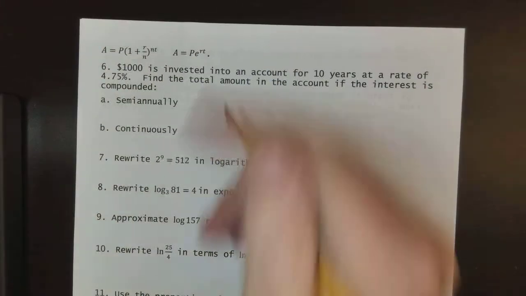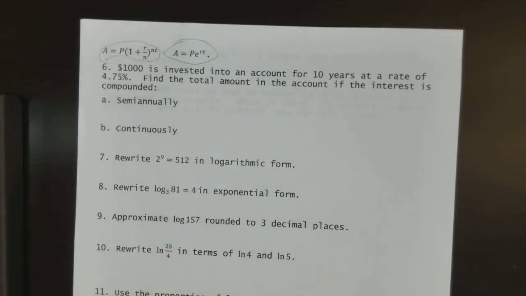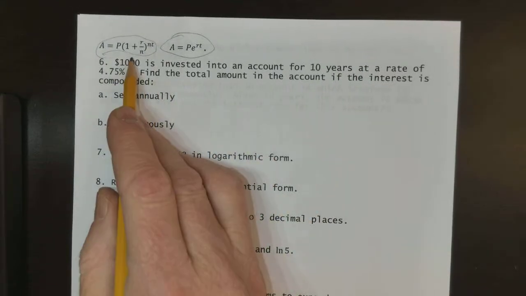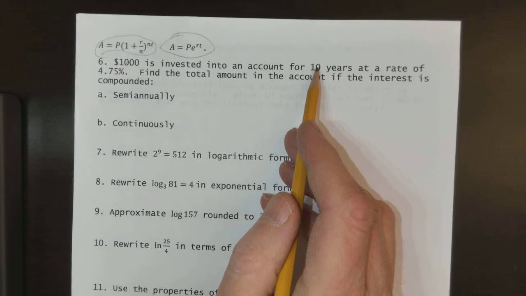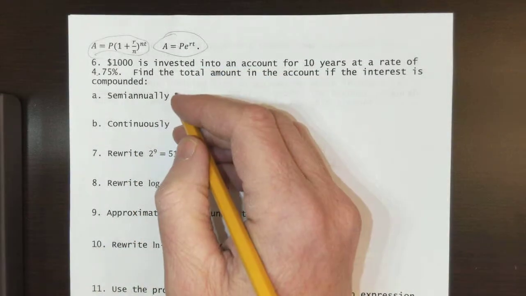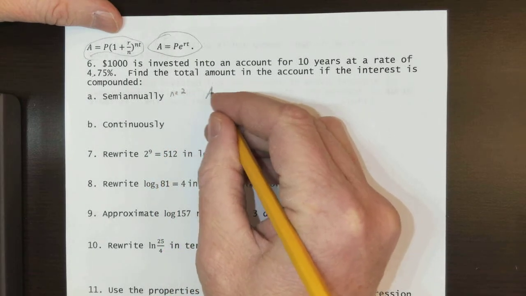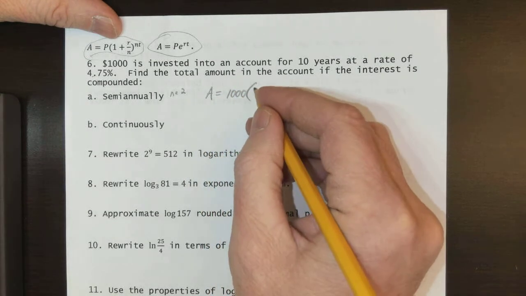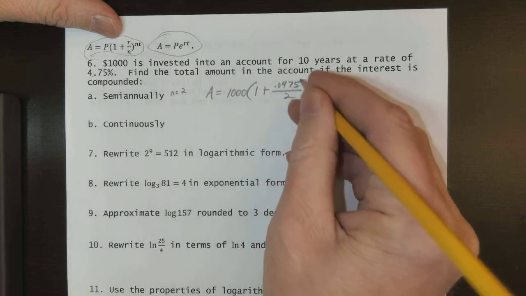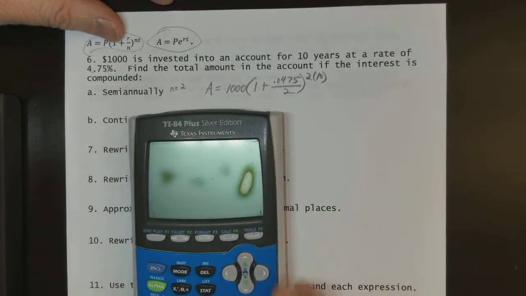All right, number 6. $1,000 is invested into an account, and I've got compound interest and then compound interest when it's compounded continuously. I've got these two up here. $1,000, there's your P. For 10 years, there's your T. Here's your R. Compounded semi-annually. That's n equals 2 here. So the amount is equal to $1,000 times 1 plus 0.0475 over 2 to the 2 times 10 power.